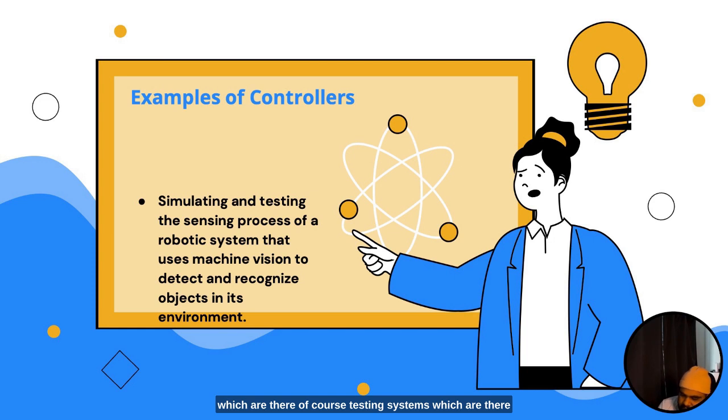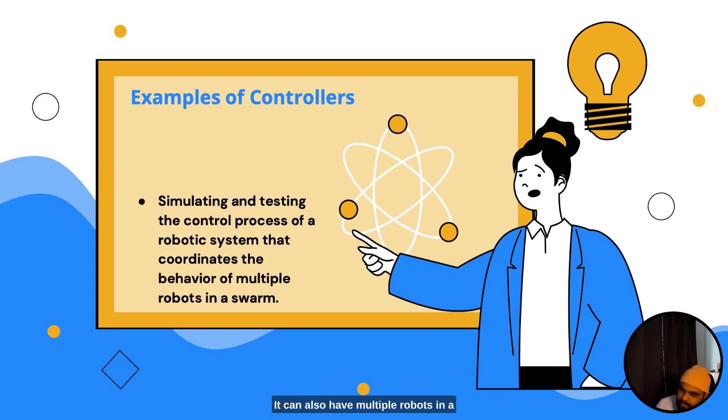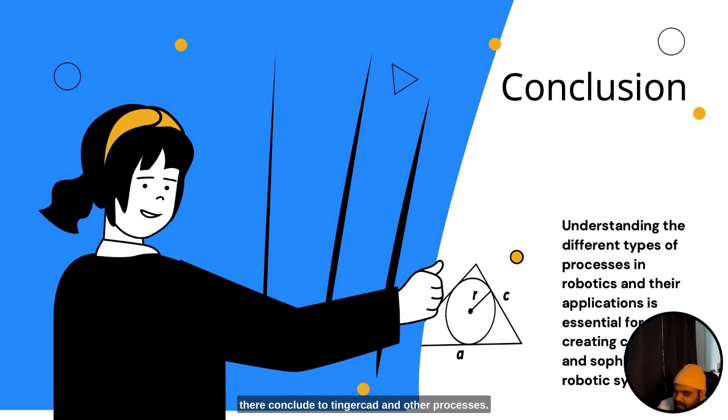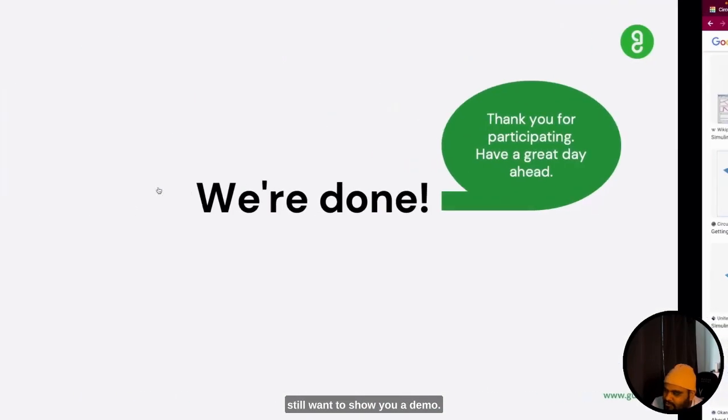Testing systems like robotic arms, fine motor tuning. It can also have multiple robots in a swarm, and in conclusion, robotic systems conclude to Tinkercad and other processes. Okay, but coming back to this, I still want to show you a demo.